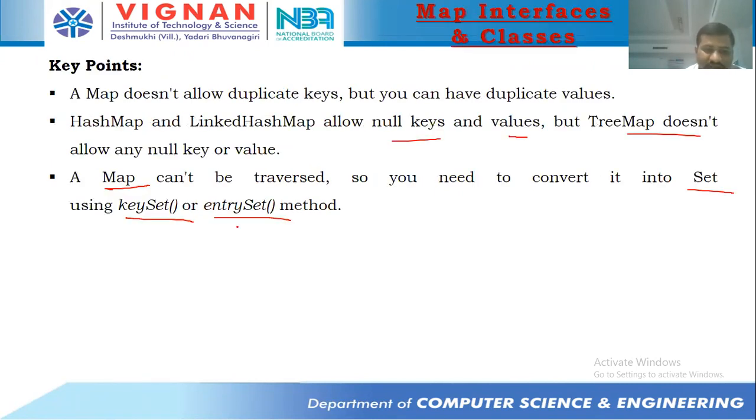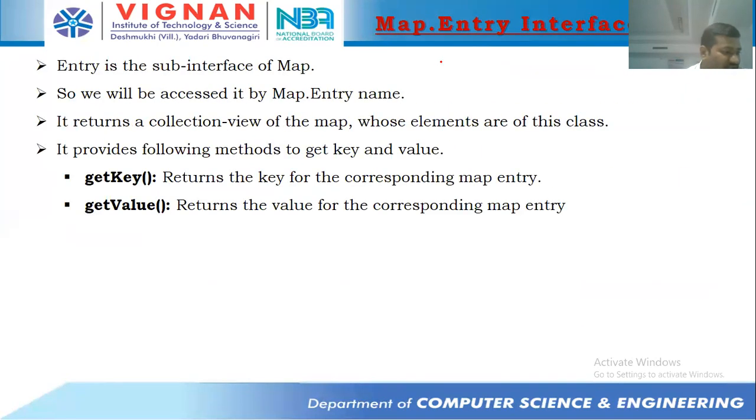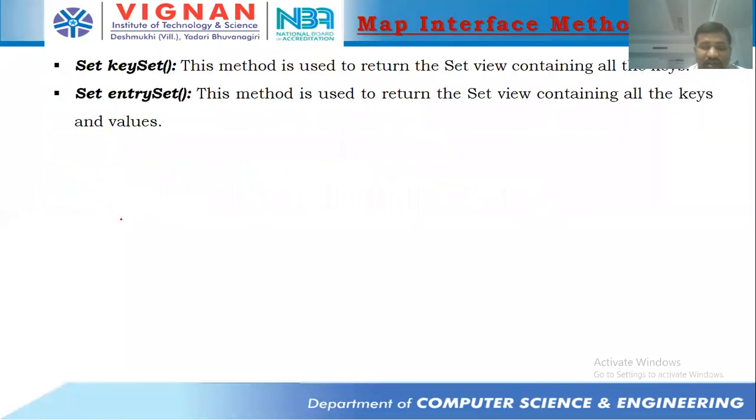When you want to deal with this Entry interface, we require the entrySet method. Then we need to use the Entry interface. This Entry interface contains two methods, getKey and getValue, and with the help of these two methods we'll be retrieving the keys as well as the values. We'll discuss how to create this map entry set and key set, and how we use them.